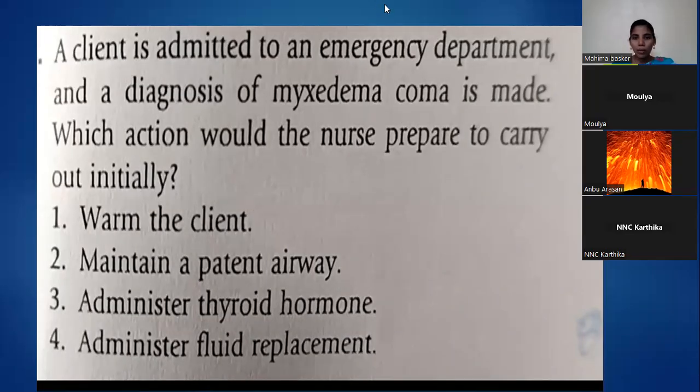Okay, always remember you have to take the key point from the question. What is myxedema coma? It is severe hypothyroidism that will cause the myxedema coma. We have already seen this in the endocrine system. They have mentioned emergency department. So what is the priority here? All four will be the priority, but they are asking what is the initial. So always remember ABC. In an emergency situation, that should be maintain patent airway. Got the point? Okay, we'll move on.